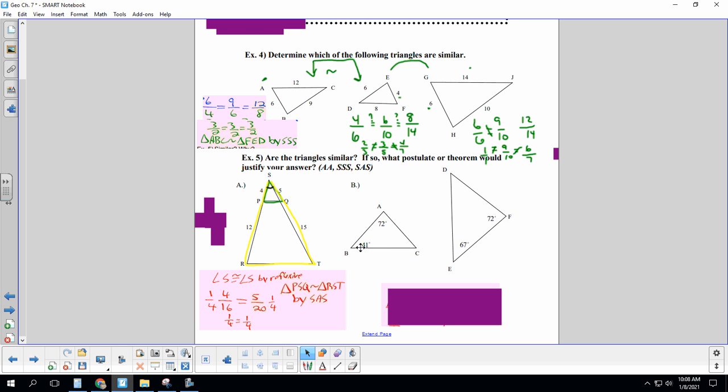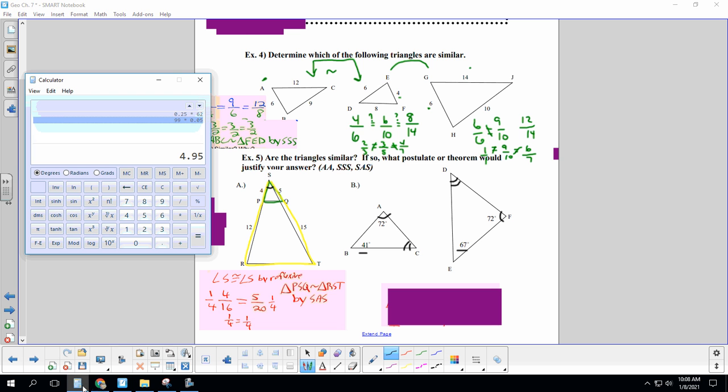This one right here, we need to see if their two angles are equal. We can see that this angle is 72, this angle is 72. I have a little quandary here. This is 41 and this is 67. So we need to find our missing angles here to see if any of them match up. Is this one 41? Is this one 67? So that's just a quick calculator.